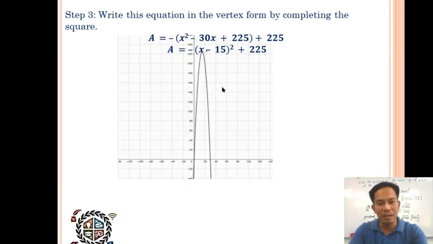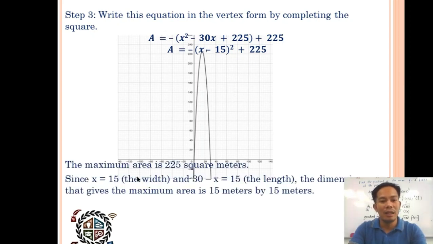This is actually the graph already. I don't have the GeoGebra for now. So ayan po yung graph natin. Yung tuktok na yon ay ito po, 225. Okay? So ibig sabihin, the maximum area is 225 square meters. So yan po yung maximum area.